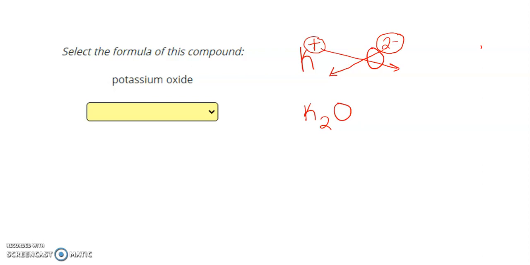Side note, if you had something like this, Mg2+ and O2-, you wouldn't bring the 2's down to each element. That 2 plus and 2 minus cancel out, so that would just be MgO.